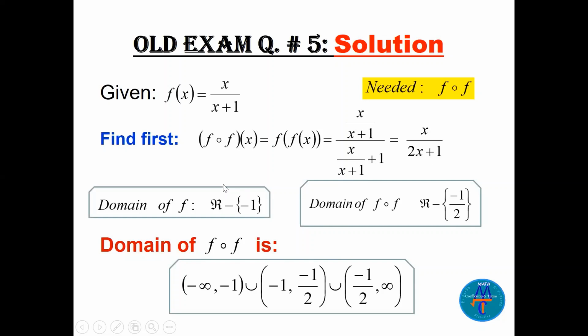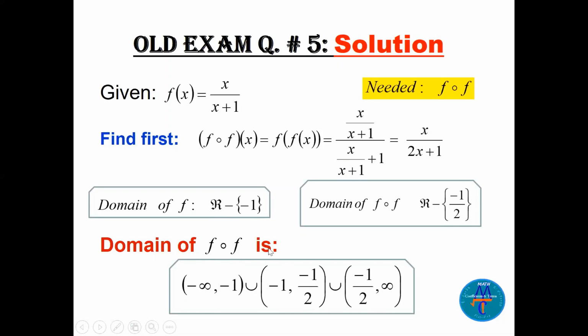Now, the domain of f by itself is all real numbers except minus 1. And we need the domain of f circle f, which is all real numbers except minus half. Then I have to find the intersection between this and this, because the final domain of f circle f is the intersection between the domain of f and the domain of f circle f.